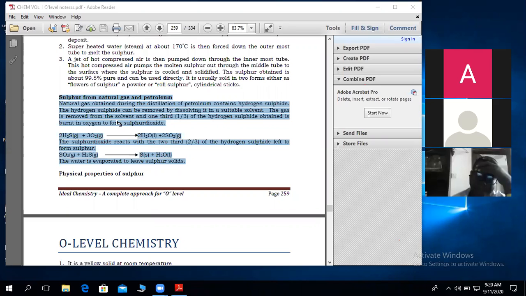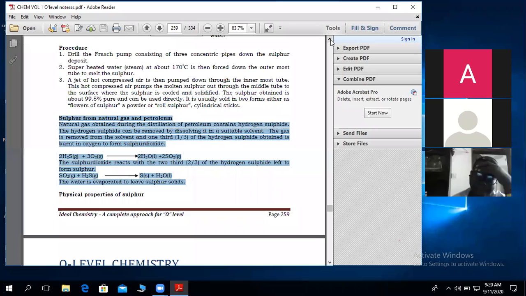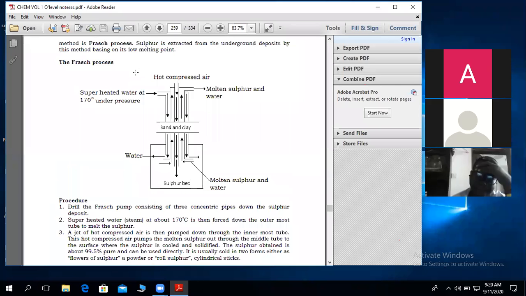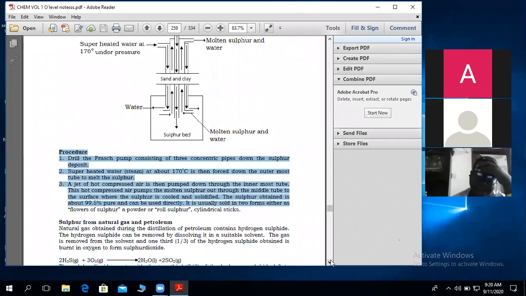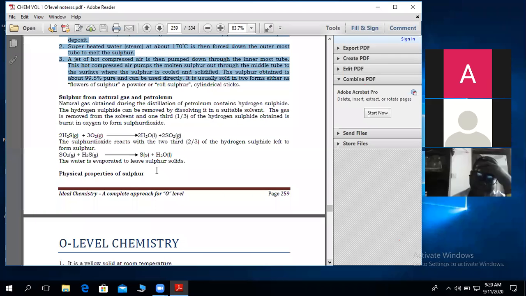But this is not very important. What is important here is the Frasch process, the extraction. This is the one that produces pure sulfur. This one, everyone must know by the end of today. Take note of that. Let's go to physical properties of sulfur.